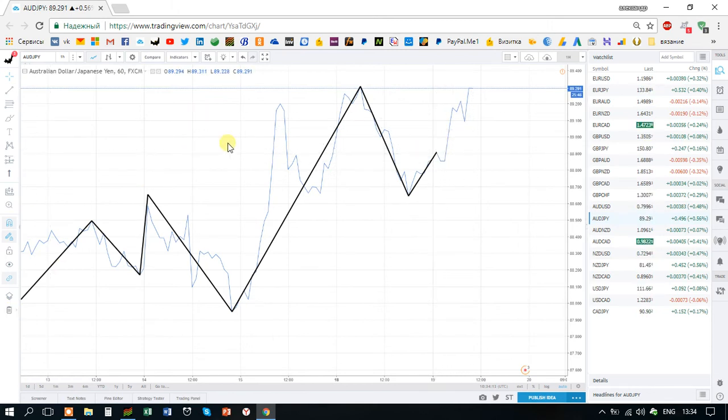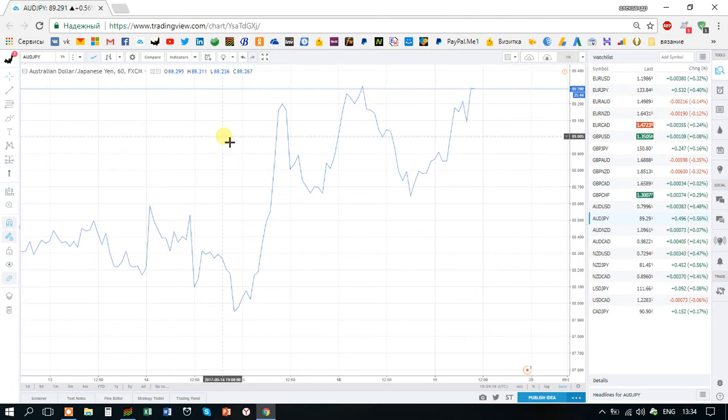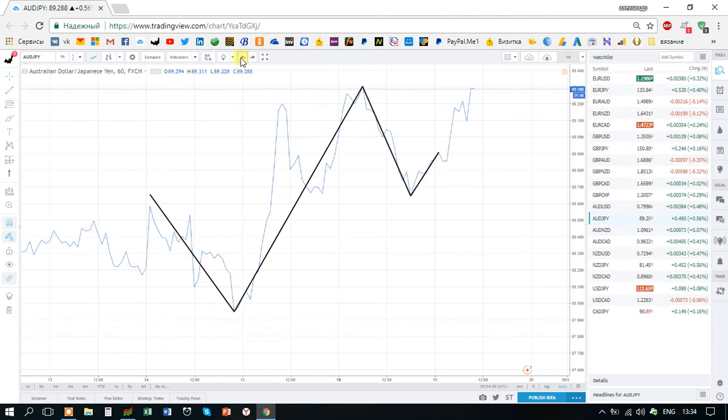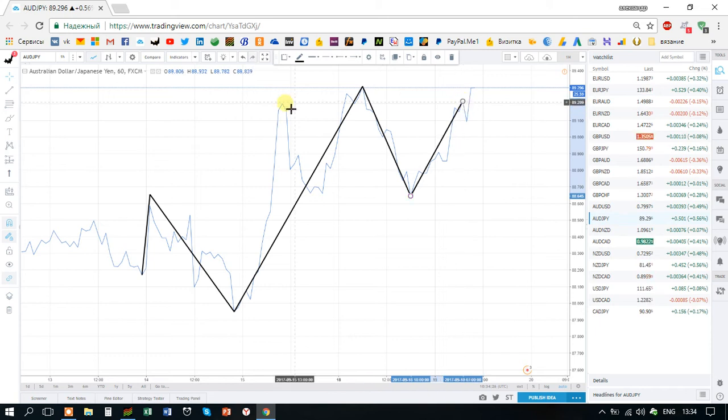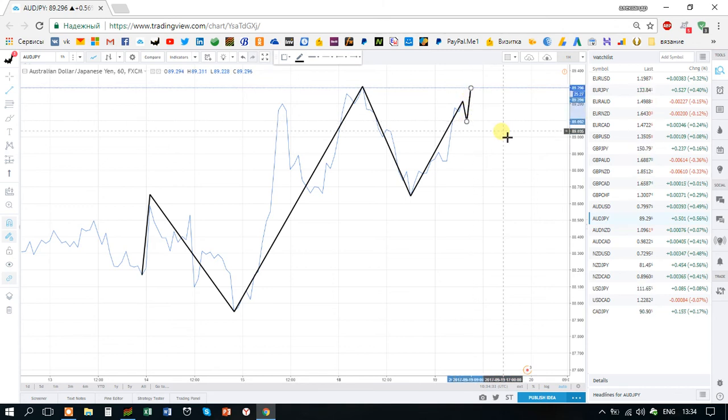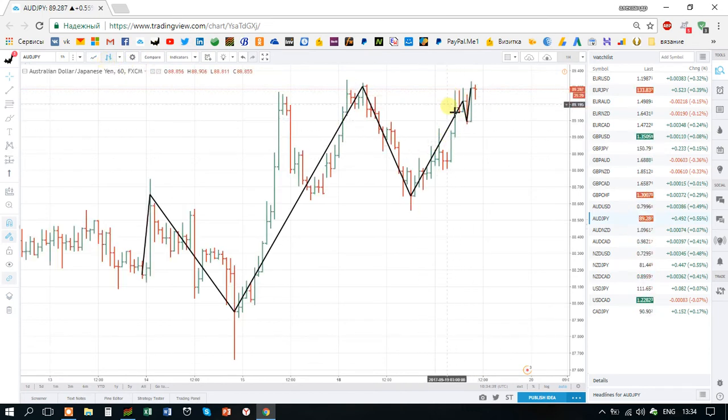delete everything, place back some of the lines. Okay, enough. This came back, this and this. Okay, this is the zigzag information that allows me to place some trading opportunity.